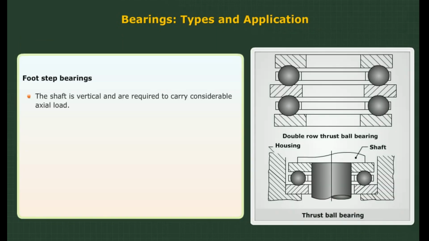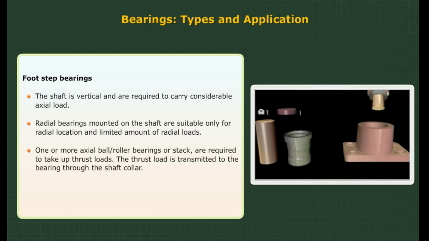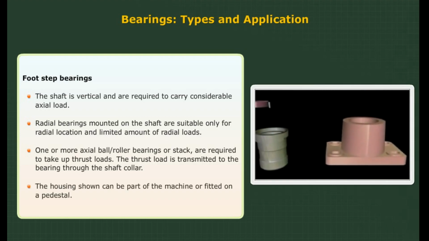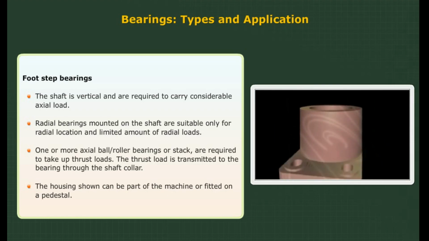Footstep bearings. In certain applications, the shaft is vertical and is required to carry considerable axial load. Radial bearings mounted on the shaft are suitable only for radial location and limited amount of radial loads. One or more axial ball or roller bearings or stack are required to take up thrust loads. The thrust load is transmitted to the bearing through the shaft collar. The housing shown can be part of the machine or fitted on a pedestal.